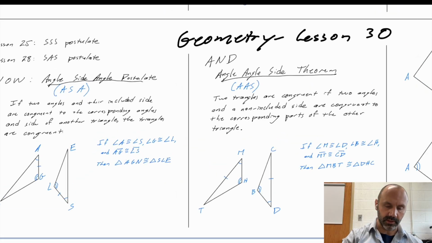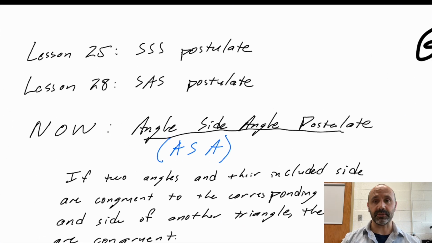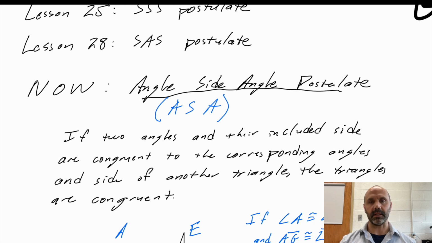Hello friends, today we're going to be looking at more geometry, more ways of telling that triangles are congruent. We've already seen from lesson 25 the side-side-side triangle congruence postulate, and then in lesson 28 we saw the side-angle-side triangle congruence postulate. Today we're going to look at another one. This is called the angle-side-angle triangle congruence postulate.